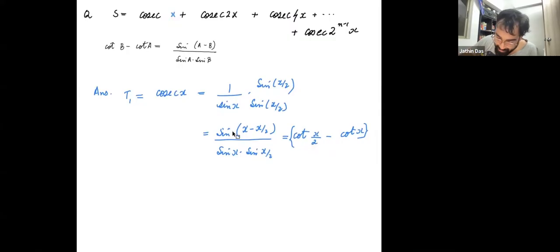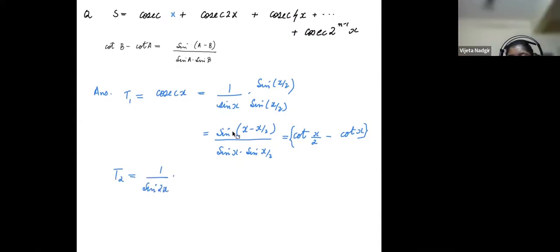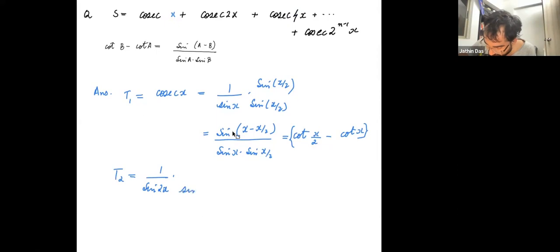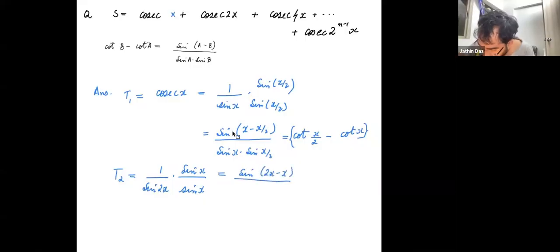So you can tell me directly, T2 may be 1 by sine 2x. Correct? I should multiply with what? Sin x. Correct. So I can write it as 2x minus x divided by sine 2x into sin x. So that will be cot x minus cot 2x. Is this clear?